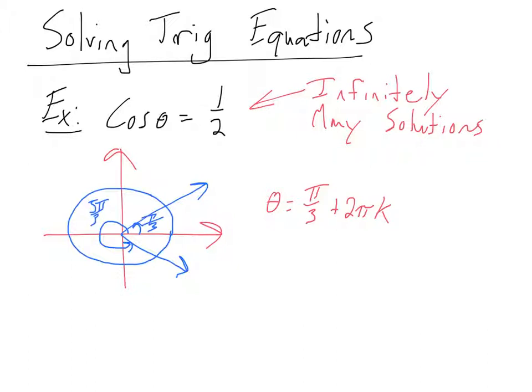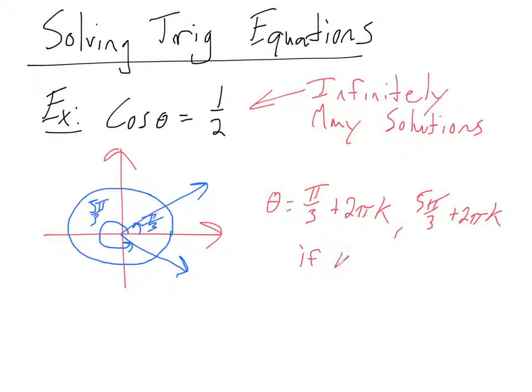So if I add 2 pi, that works. If I add 4 pi, 6 pi, 8 pi, if I add or subtract any multiple of 2 pi from pi over 3, I will also get an angle that is coterminal with pi over 3 that's going to have the same value. So that's one possibility. The other possibility is 5 pi over 3, but also all the angles that are coterminal with 5 pi over 3 will also have the same value. So we'll do the same thing there as well. Add 2 pi k, right? So pi over 3 plus 2 pi k and 5 pi over 3 plus 2 pi k.